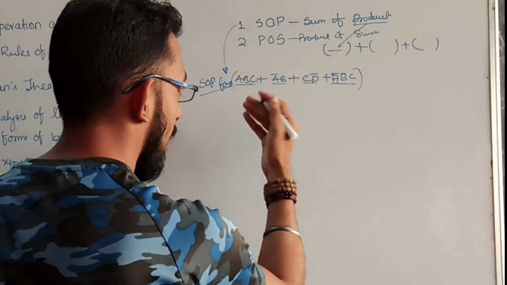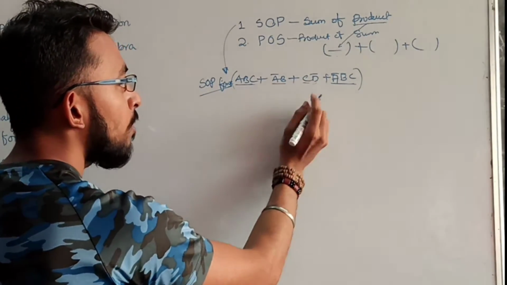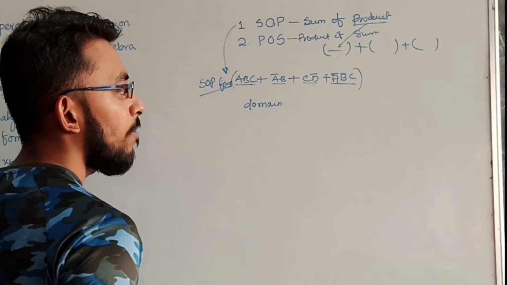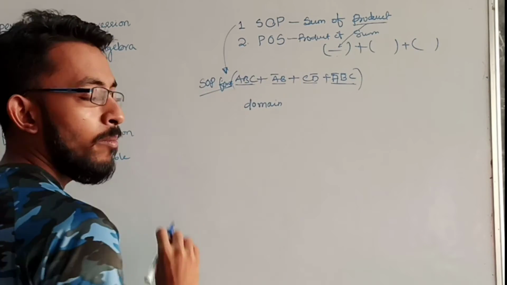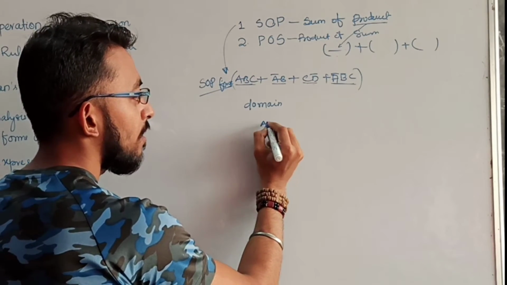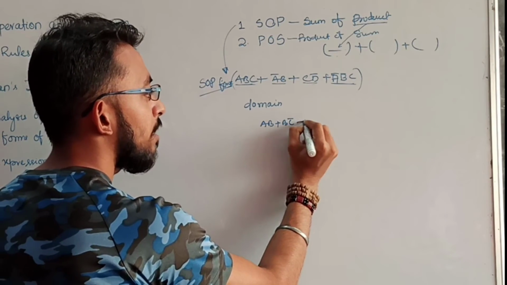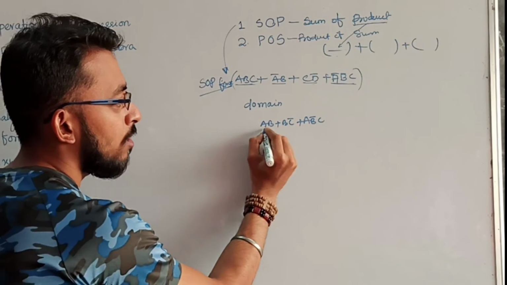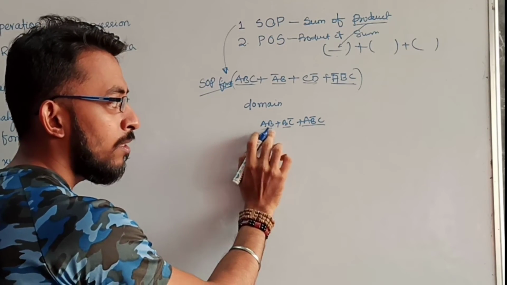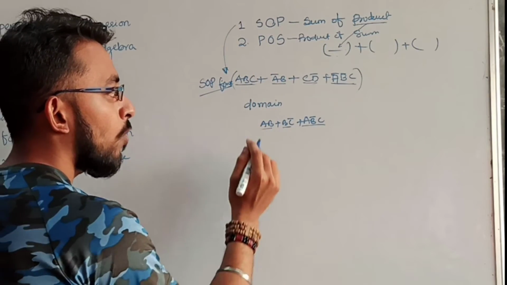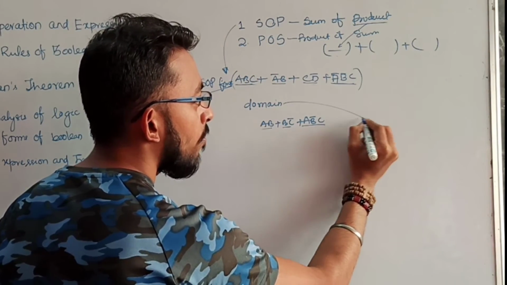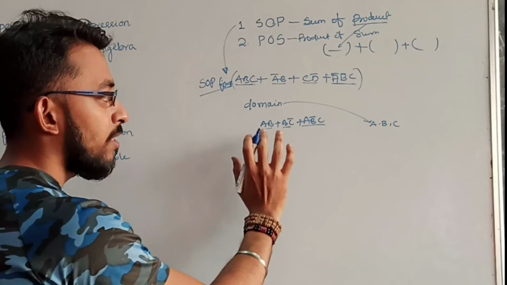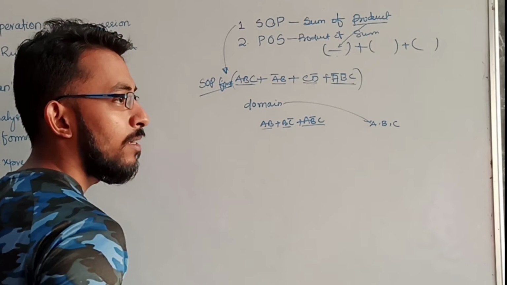Next, there is something called the domain. What do you mean by domain? Domain means the number of variables present in a sum of product expression. Let's take AB plus BC bar plus A bar BC. Suppose this is one sum of product expression. You see, these are products, and they are summed. For this case, the domain is A, B and C.